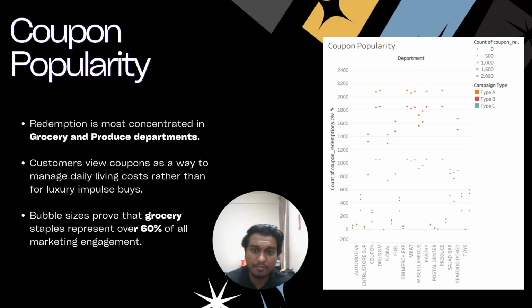So let's talk about visual 5, coupon popularity. Based on this visual, we get to know that grocery redemption overthrows all other categories. This confirms that our customers use promotions to lower their daily cost of living rather than for luxury impulse buys.